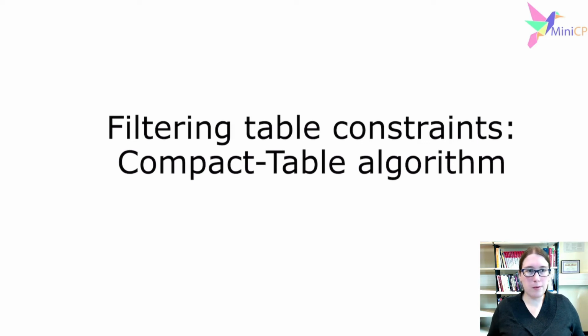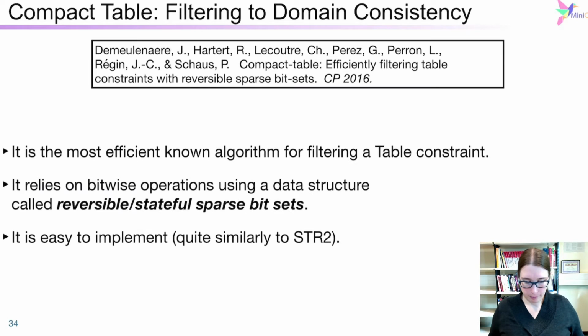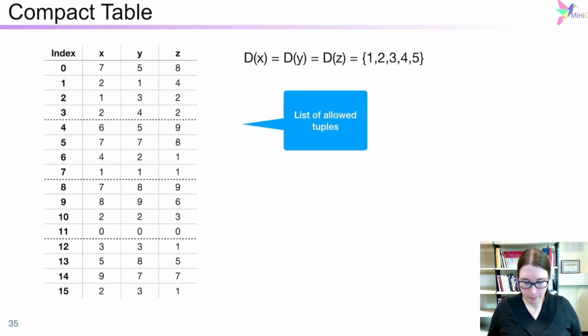Let's now look at a more optimized algorithm, the compactable algorithm. So, compactable was initiated in 2016, and it's quite similar to str2. The IDs are quite similar, but instead we are going to use a stateful sparse bit set to store the table and to have some pre-computed data structures.